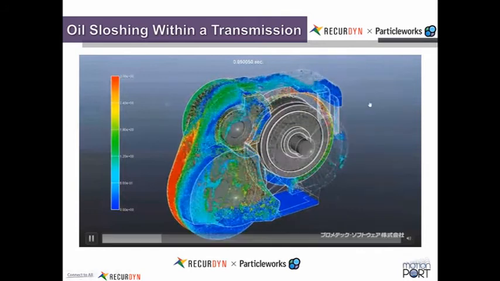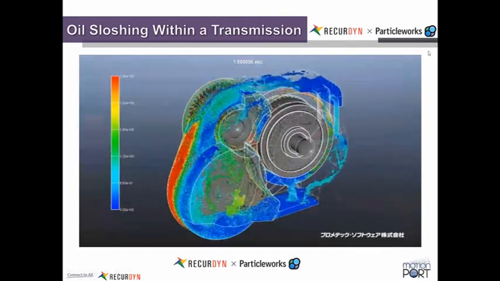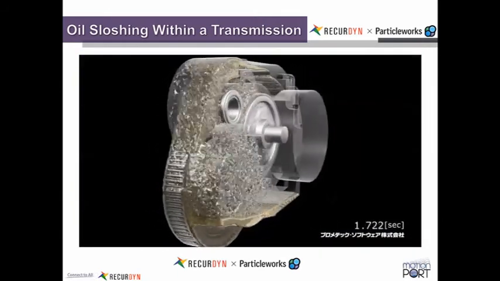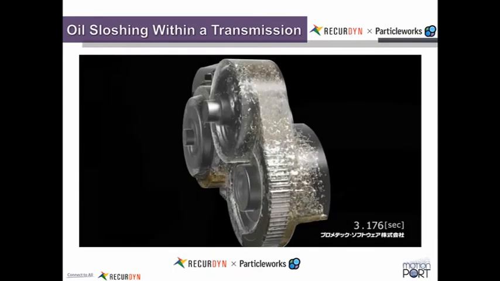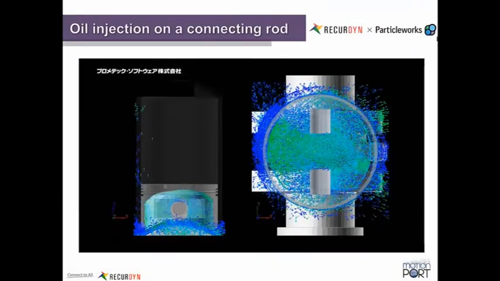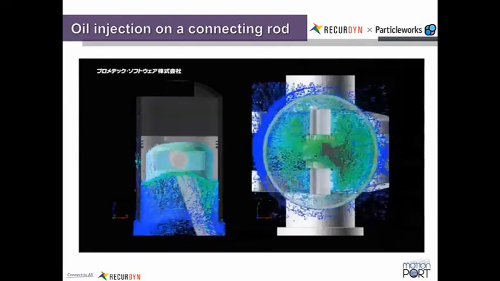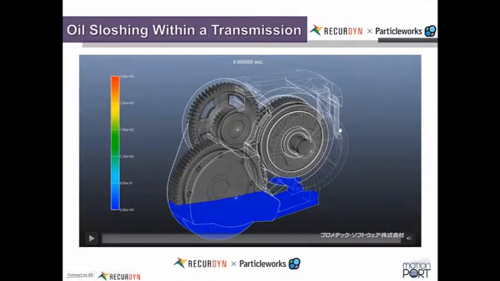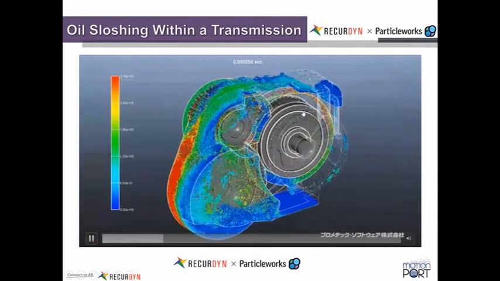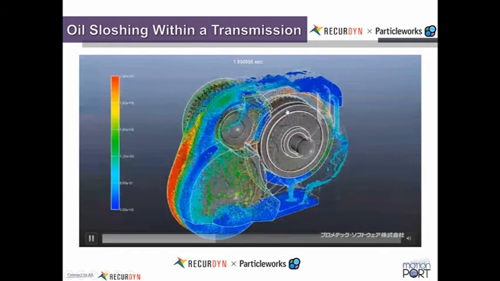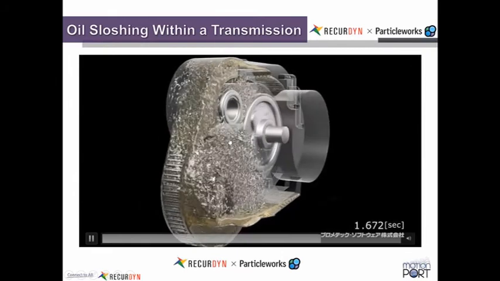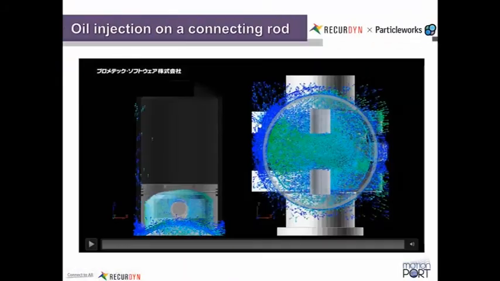So let's start with ParticleWorks and just review. This example here of the transmission shows oil sloshing due to the motion of the gears. Points of interest are to be able to track the distribution of the lubricant to make sure it's reaching all the right places. And then you can look at things like pressure and coating and so forth. But the other aspect is to look at the drag on the system.